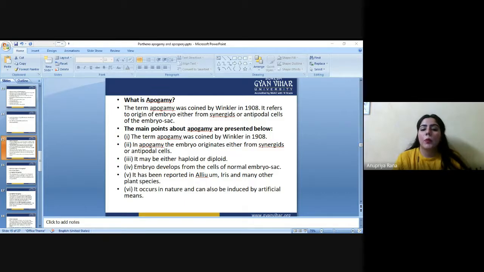It has been reported in Allium, Iris and many other plant species. This is very common in onion. Allium and Iris are part of the onion kind of species. So basically, this is very common in onions or underground rooted plants. It occurs in nature and can also be induced by artificial means. It can happen naturally inside a plant and we can also introduce it artificially.